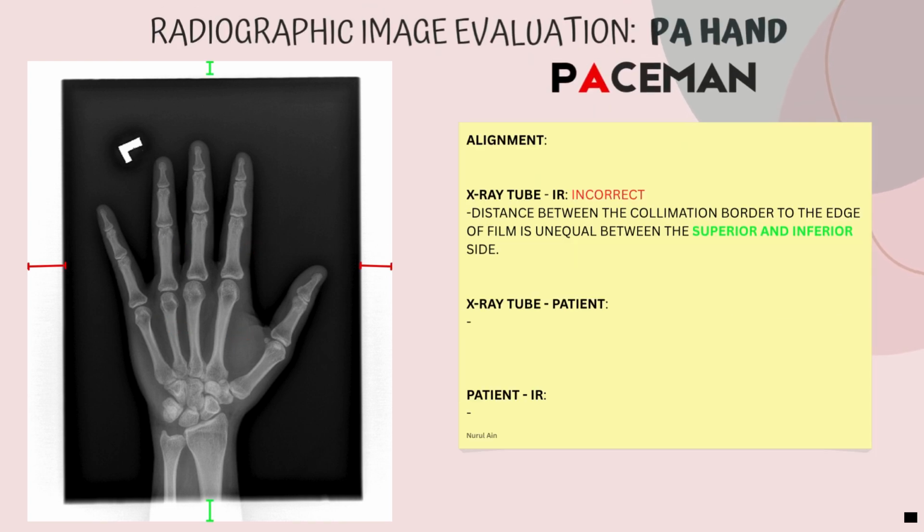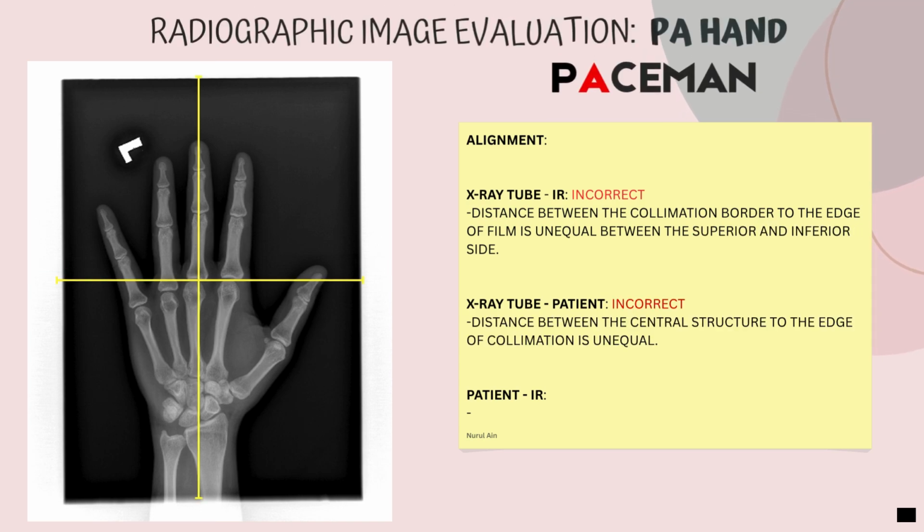Second criteria for the PACEMAN method is the alignment. We evaluate the alignment through three categories: X-ray tube to IR, X-ray tube to patient, and patient to IR. For the first category, alignment from X-ray tube to IR for this image is incorrect because the distance between the collimation border to the edge of film is unequal between the superior and inferior side. The distance on the superior side is less than the inferior side.